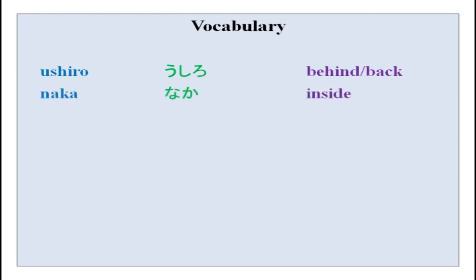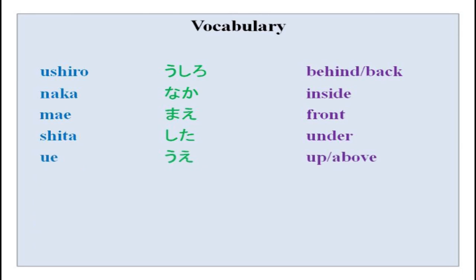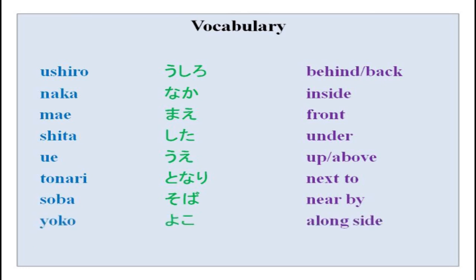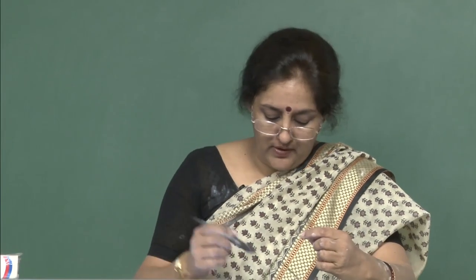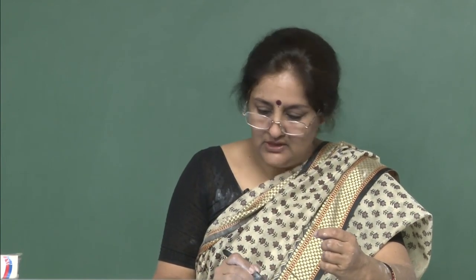Well, this is vocabulary, which these words we have done. These are all locational nouns, which we just covered in this lesson. Ushiro, naka, mae, shita, ue, tonari, soba, yoko, soto, and all the others also, there are lots of them. So, all others also, we will do them on and off in our next classes. For the time being, these you can remember.